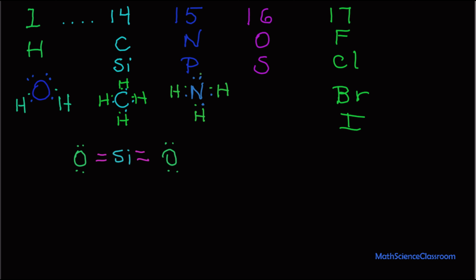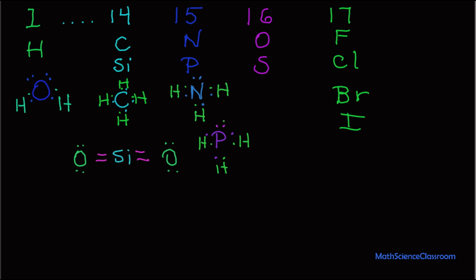Another example would be phosphine. So phosphine is PH3. So we have the central phosphorus providing 1 electron for each hydrogen, and then we have 3 hydrogens, each one providing an electron, and then we have a lone pair on the phosphorus, completing the octet. So there we have PH3, or phosphine.